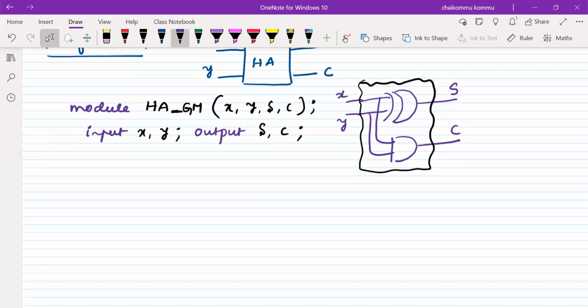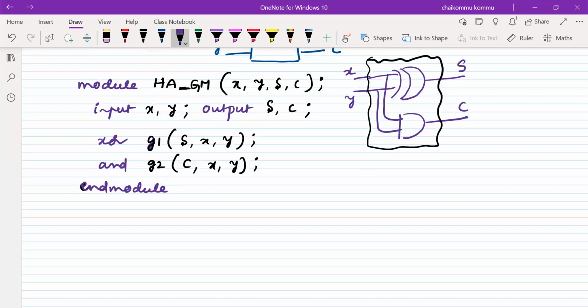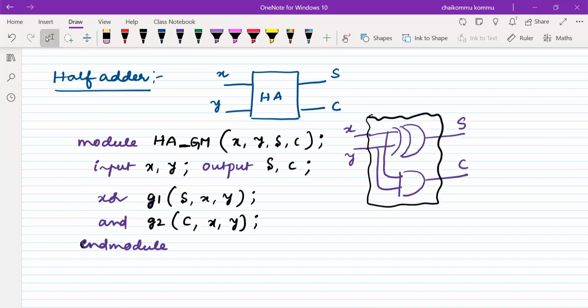Okay. Therefore, I will write an XOR gate. This is called G1, for example. Output is S. Input is X comma Y. I'm going to consider an AND gate. G2. C out, C comma X comma Y. Okay. Finally, we need to write the end module. Okay, so this is how I have defined the half adder, something like this.